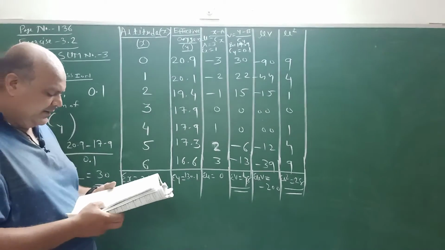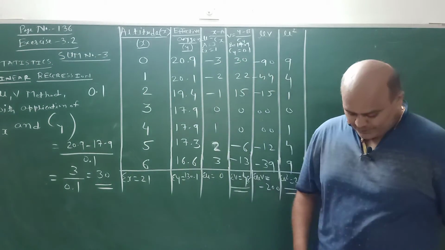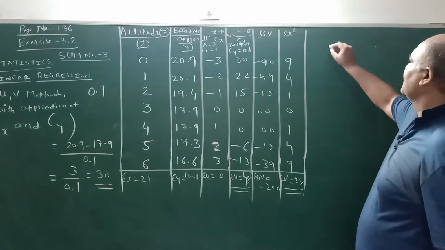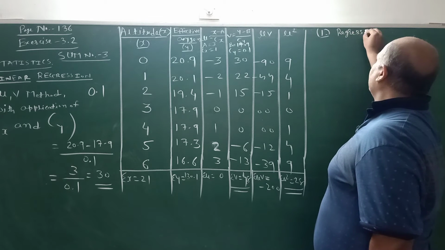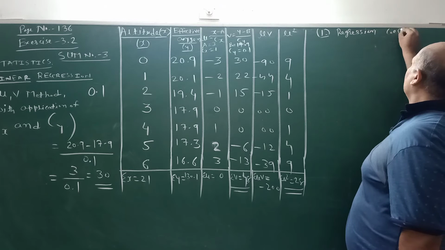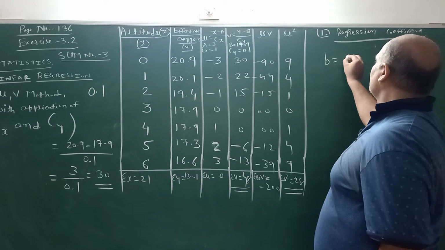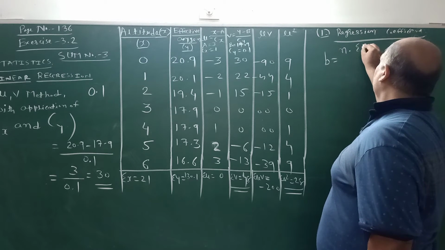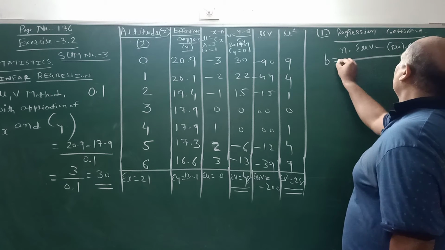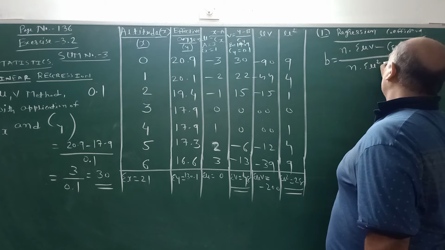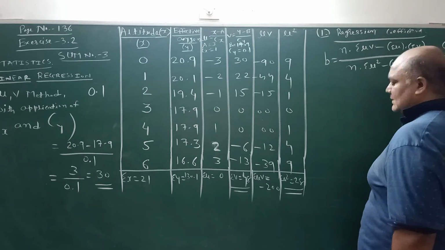All the columns are ready. Now students, our first step to find the regression line is the regression coefficient. For the regression coefficient, the formula in UV method is b equals n sigma UV minus sigma U into sigma V upon n sigma U square minus sigma U the whole square, into Cy upon Cx.